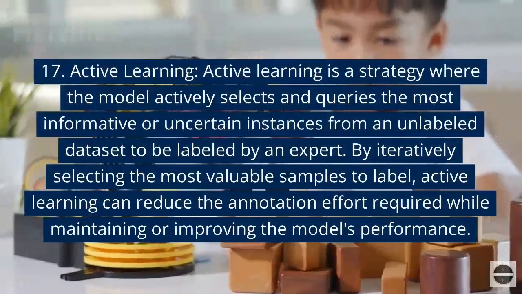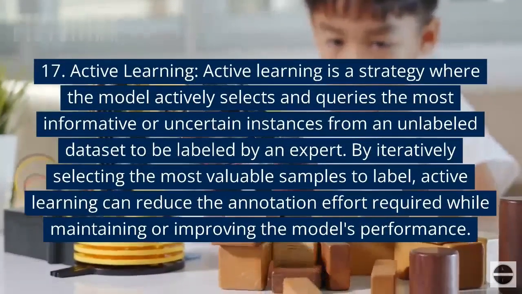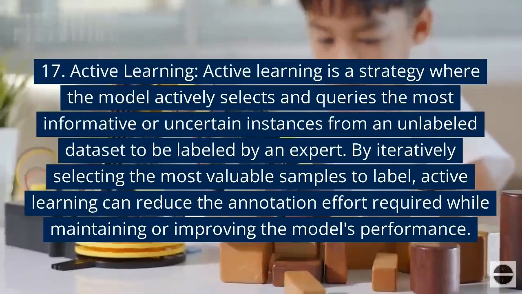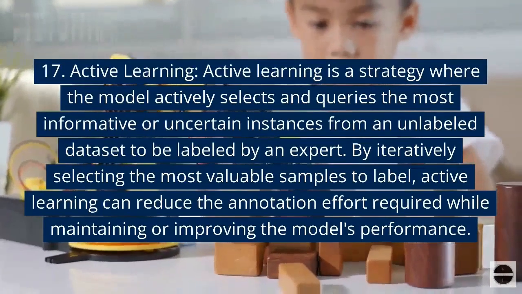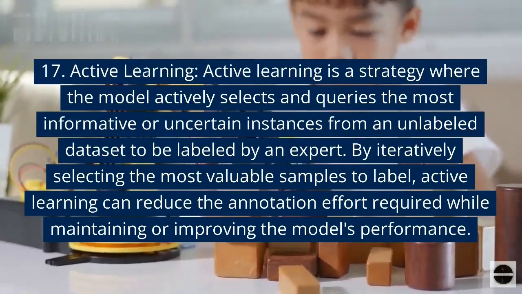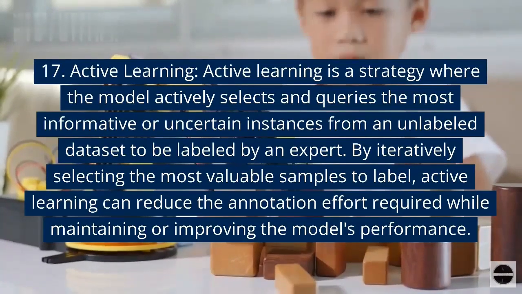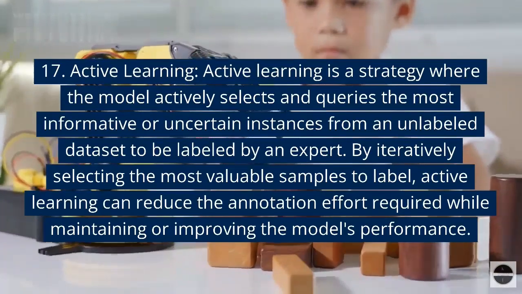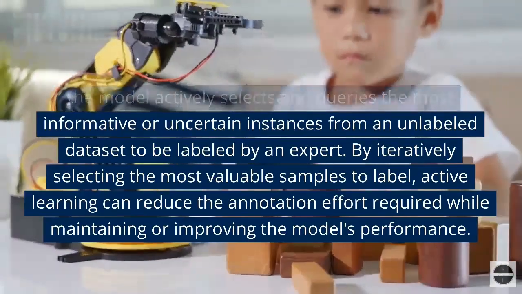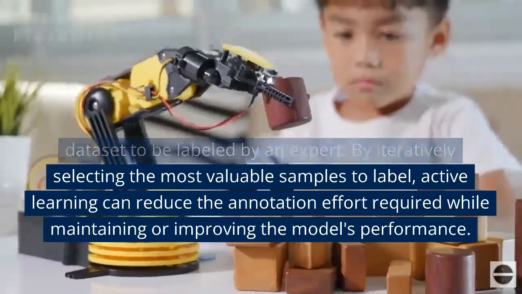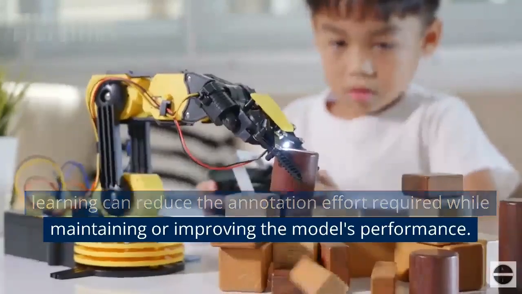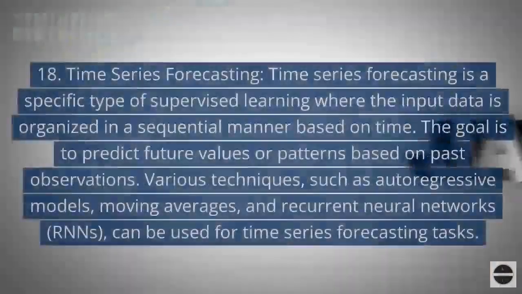17. Active learning. Active learning is a strategy where the model actively selects and queries the most informative or uncertain instances from an unlabeled dataset to be labeled by an expert. By iteratively selecting the most valuable samples to label, active learning can reduce the annotation effort required while maintaining or improving the model's performance.